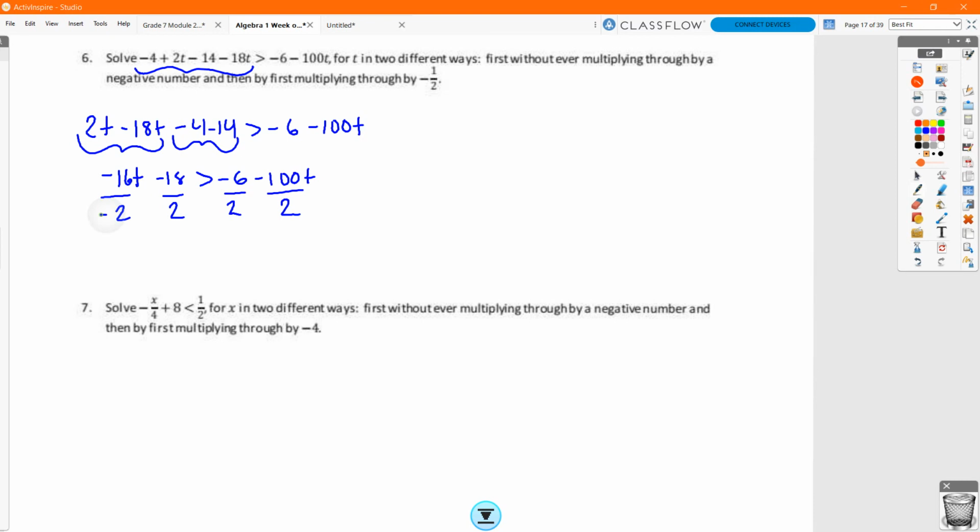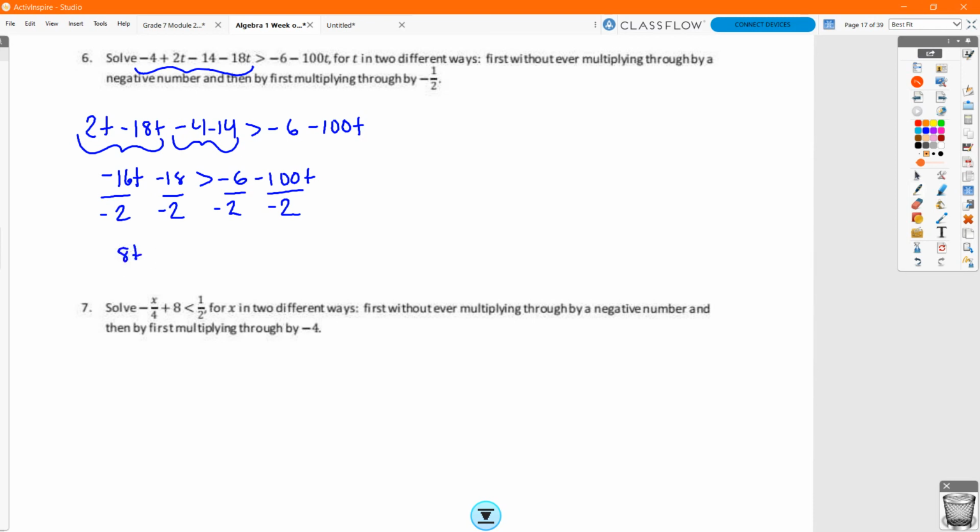But instead of a positive 2, we're going to divide by a negative 2. Remember what I said, whatever you do to the left side, you got to do to the right side. So if I'm dividing everything by a 2 on the left, I got to divide everything by a negative 2 on the right. So negative 16t divided by a negative 2 would be 8t.